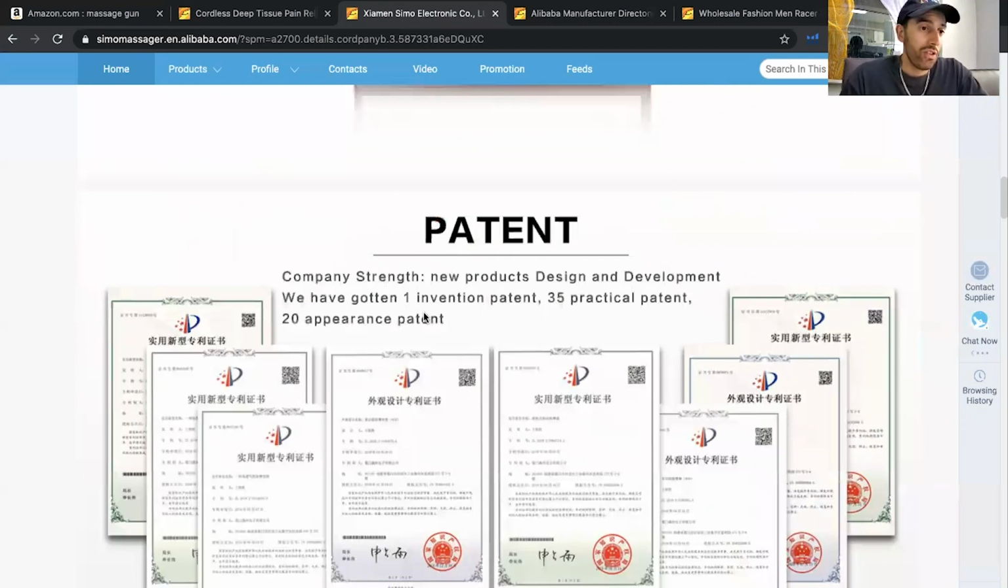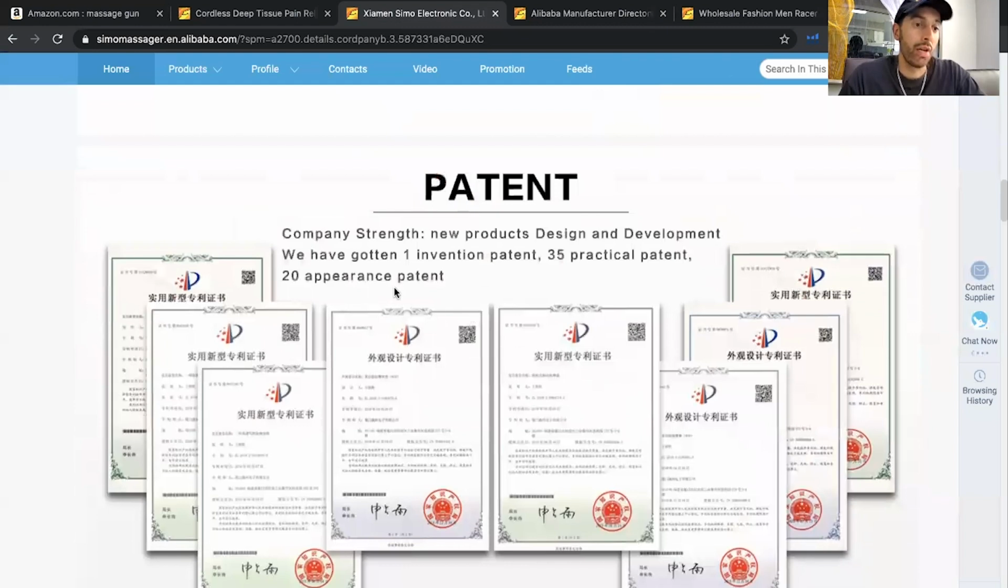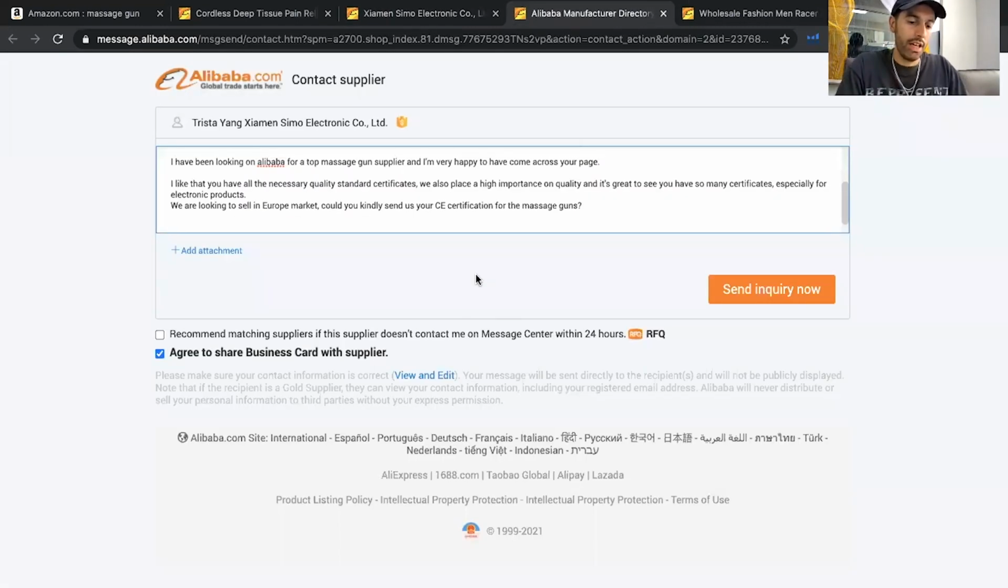All right, now what do we see next? They've got patents. Awesome, right? We've got 1 invention patent, 35 practical patents, 28 appearance patents. Awesome, right? It's great to see your company also has many patents filed. We also focus on innovation, so I can tell it's going to be a lot of fun working with you.